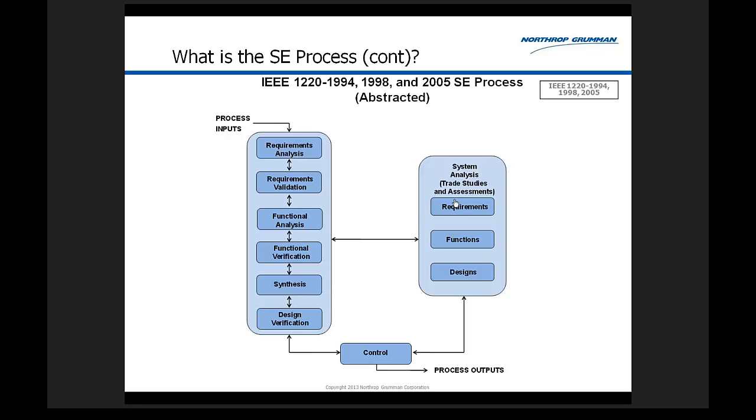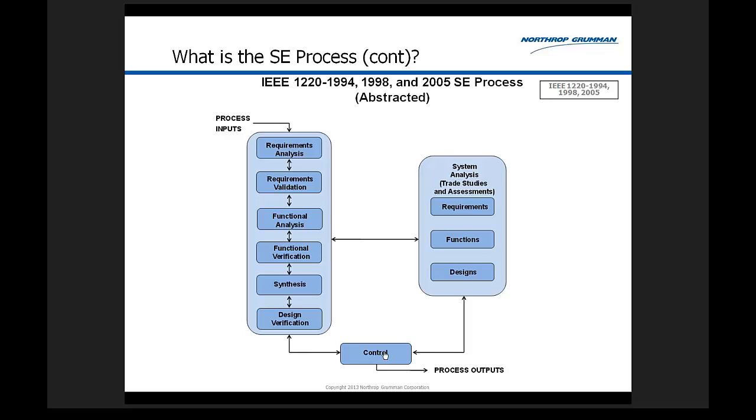And then over on the right here, you have the system analysis with trade studies and assessments going on simultaneously with the process on the left. And you have requirements, trade studies, functions, trade studies, and design trade studies going on with feedback going back to the analysis process on the left. And then finally at the bottom, you have the control, a configuration management control function that takes all the inputs, and then it's only through that the outputs occur. The process outputs come out of control, the configuration management process.